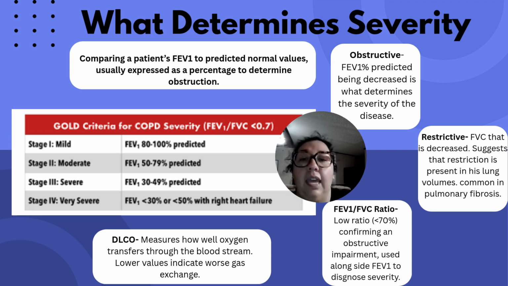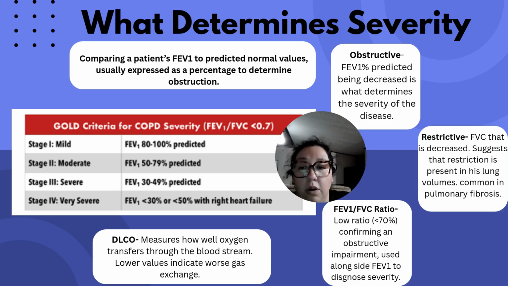And then I have the GOLD criteria for severity of COPD. If you are in stage 1, which is a mild COPD diagnosis, your FEV1 should be anywhere between 80 and 100 of predicted. If you advance to stage 2, which is moderate, your FEV1 should be anywhere between 50 and 79 of predicted. For stage 3, which is severe, your FEV1 is anywhere between 30 and 49 of predicted.